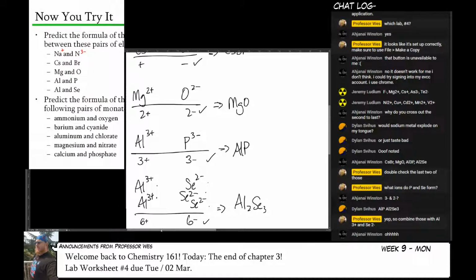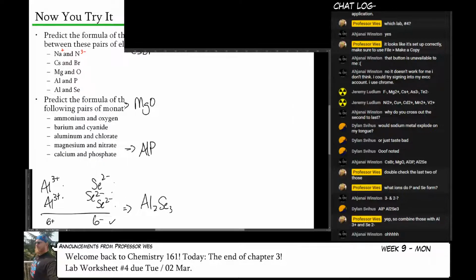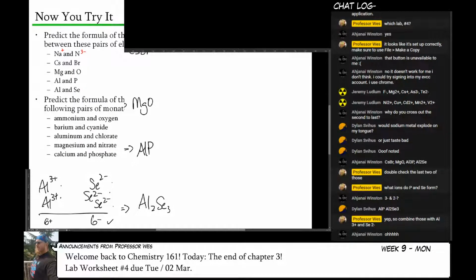And then we can do the same thing for my polyatomic ions over here. We'll just leave the answers there to the side. But if I look up ammonium, that's ammonium. And then oxygen would form this ion. I need a second one of these so that they balance out. There you go.